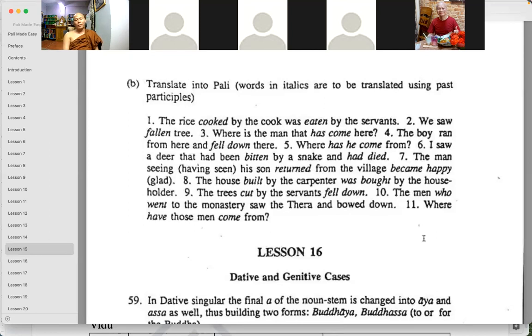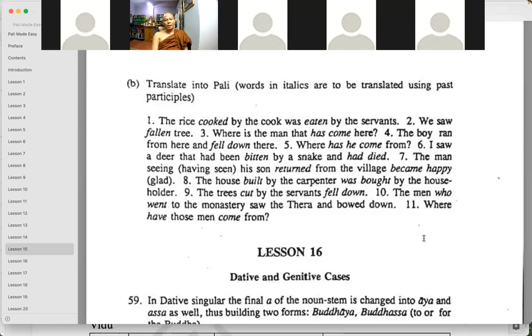So fell down means patati, but it should be pati, because the boy is singular and past tense, so singular pati. There means tatra. So altogether, the whole sentence: kumaro ito dhavitva tatra pati. Kumaro ito dhavitva tatra pati.